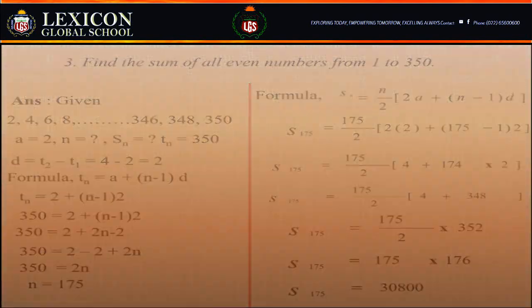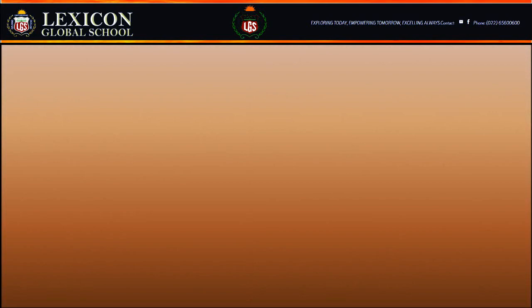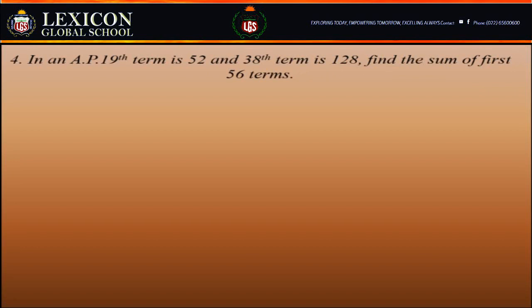Let us consider our example sum number 4. In an AP, the 19th term is 52 and the 38th term is 128. Find the sum of the first 56 terms. What is given to us? T19, which is 52, and T38, which is 128. And you are asked to find out S56, that is the sum of 56 terms.